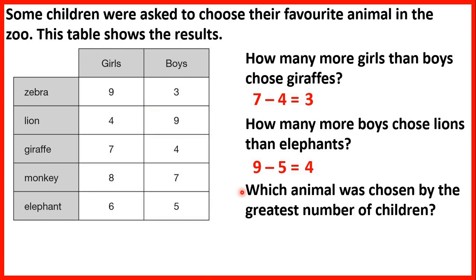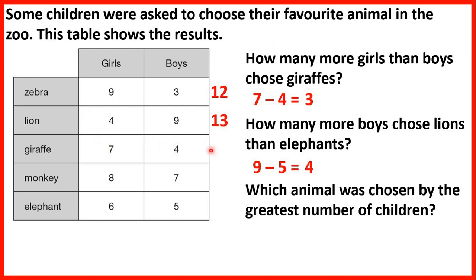Which animal was chosen by the greatest number of children? So it asks for the number of children, not the number of just girls or just boys. So we need to find the total of girls and boys who like each animal. 9 plus 3 is 12, so that means 12 children chose zebra. 4 plus 9 is 13, so 13 children chose the lion.